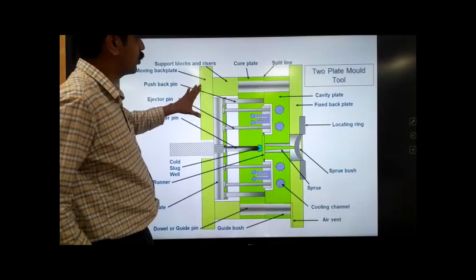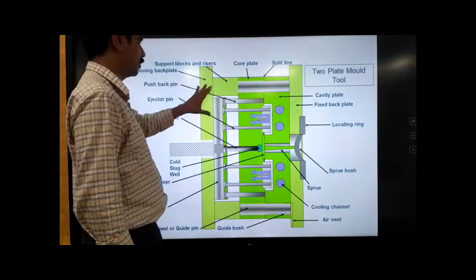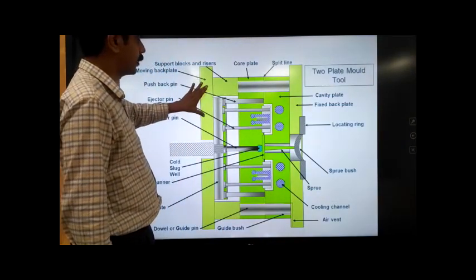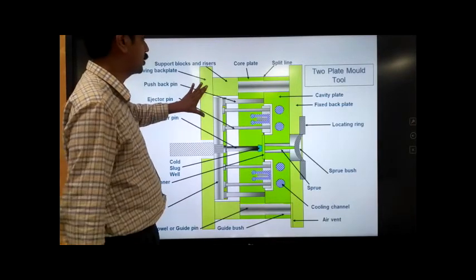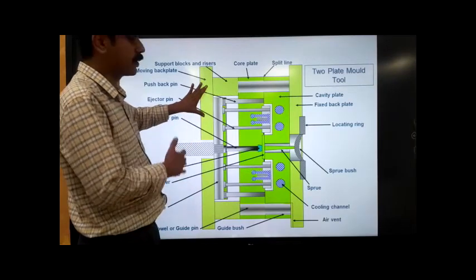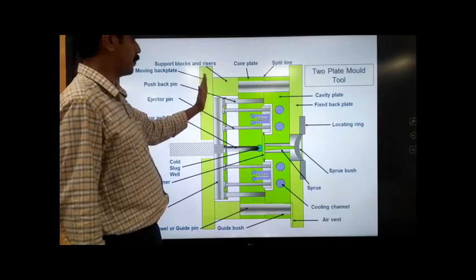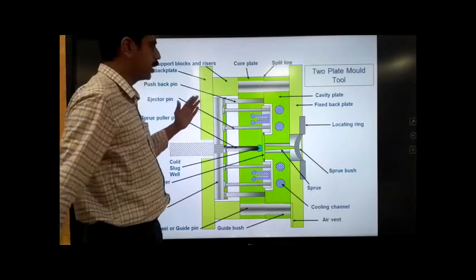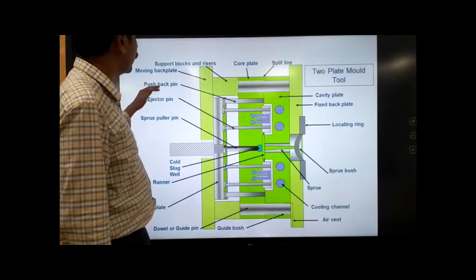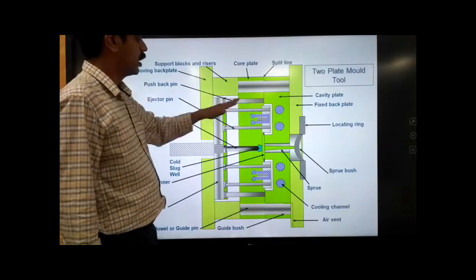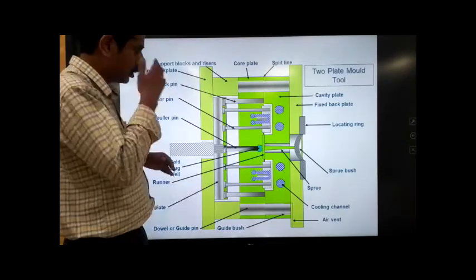So the whole system is arranged such that the core plate is fixed to a moving back plate, and this back plate is fixed to the moving platen of the machine. The machine has a stationary platen and a moving platen. This is the mold, and there is a moving back plate, which is clamped onto the moving platen of the machine. And we also have a pushback pin. We'll discuss the pushback pin, similar to the support blocks.